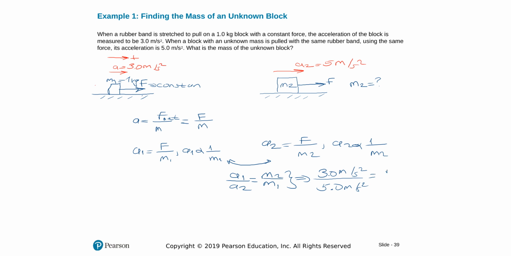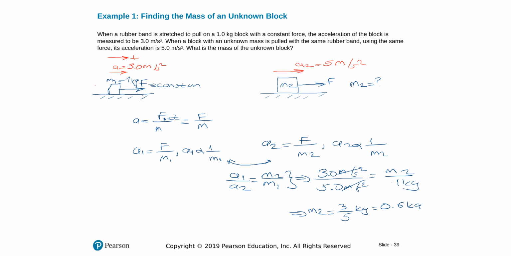I don't know m2, but I know m1 is 1 kilogram. So these will cancel here. This is just 1 kilogram, doesn't make a big difference. Actually, I'm going to delete this and write it nicer. 1 kilogram. From here I'll find that m2 is equal to 3 over 5 kilogram. That should be 0.6 kilogram.